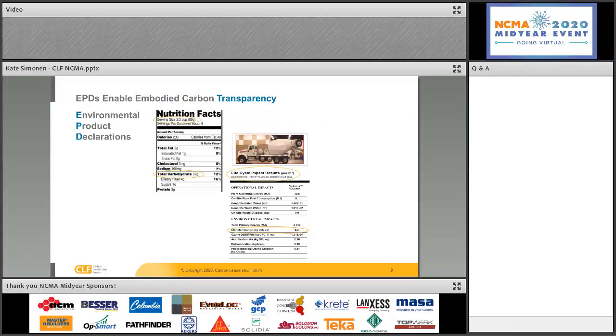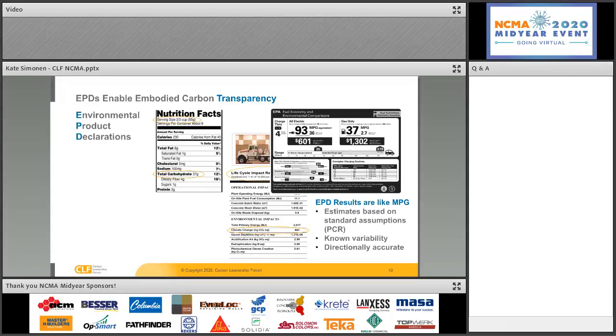That is being done in practice using something called environmental product declarations. So environmental product declarations are effectively the nutrition label for environmental impact. And so instead of a cup of cereal, you have a cubic yard of concrete, or a kilogram of steel. And environmental product declarations report environmental impact like embodied carbon, and they are really more like the miles per gallon of a car, which is a slightly better analogy, because they are estimates based on standard assumptions based on the manufacturing process. We can't actually measure them.